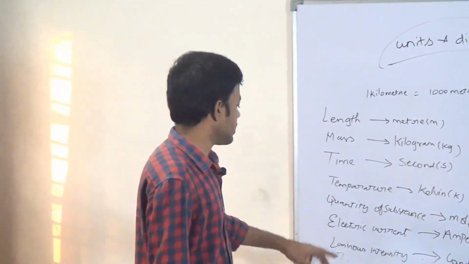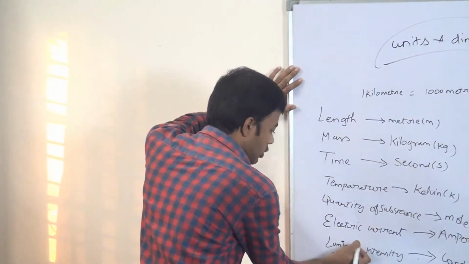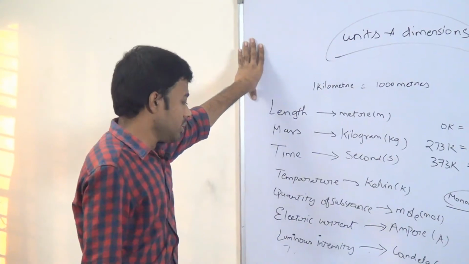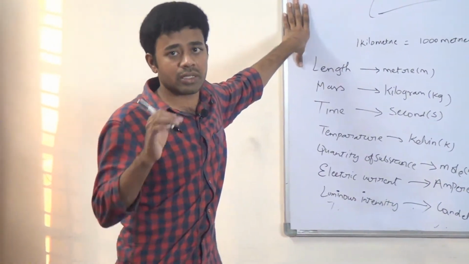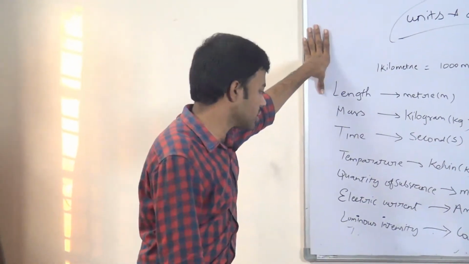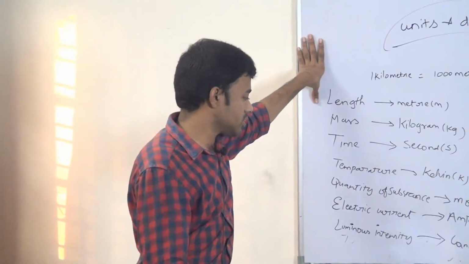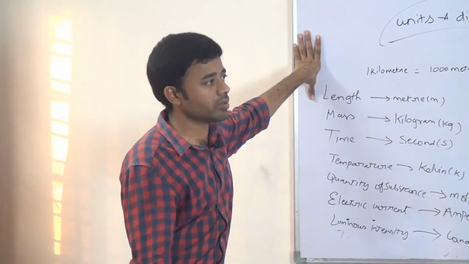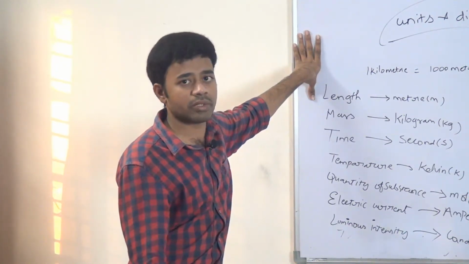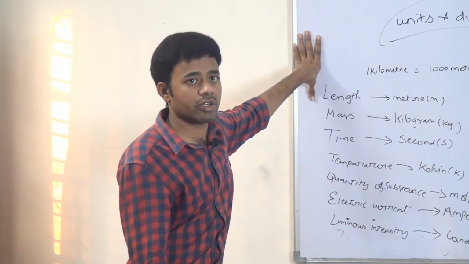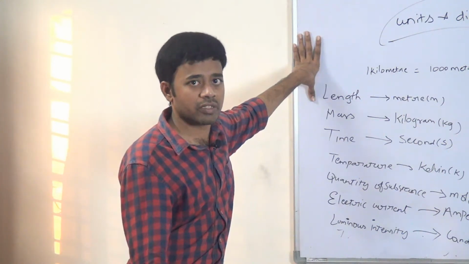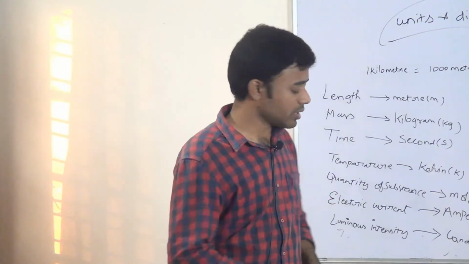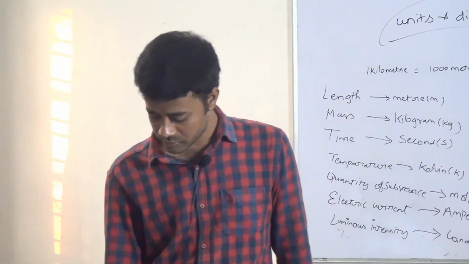Next we have the luminous intensity. The luminous intensity is candela. As we know that intensity is the power of the light incident on the given area. So it is candela. So here we have the luminous intensity. The luminous means light, intensity of light falling on a surface which is incident on a surface. So here it is luminous intensity.